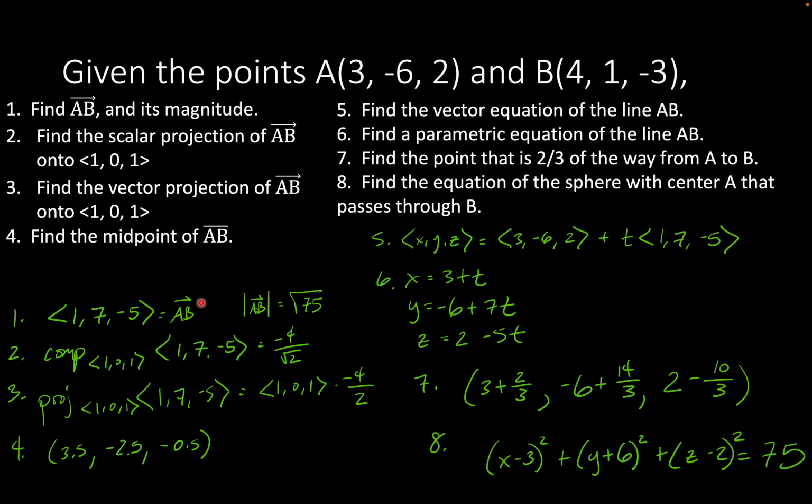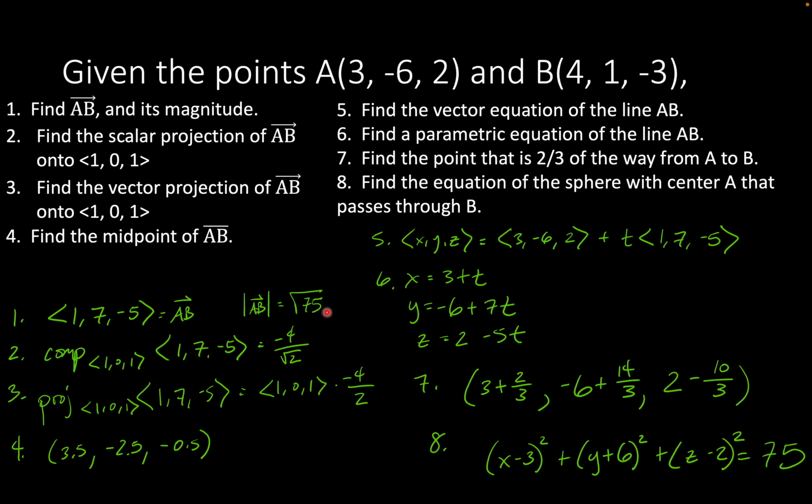So finding vector AB, that is a vector that starts at A and ends at B. So sometimes people just remember to do B minus A. You can also ask yourselves the question, what would you have to add or subtract to get from 3 to 4? That would be plus 1. So the coordinates of AB are 1, 7, negative 5, and the magnitude is 1 plus 49 plus 25, that's root of 75.